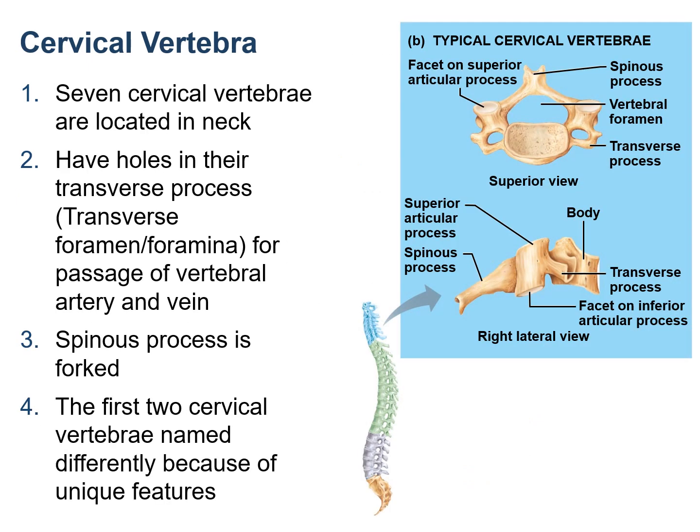Let's start with the anatomy of each region of the vertebral column. We will do the cervical vertebrae first. The cervical vertebrae have holes in their transverse process, which are known as the transverse foramina. Also, the spinous process, which is present posteriorly, is bifurcated or forked, and the first two cervical vertebrae have unique features, so they are named differently.